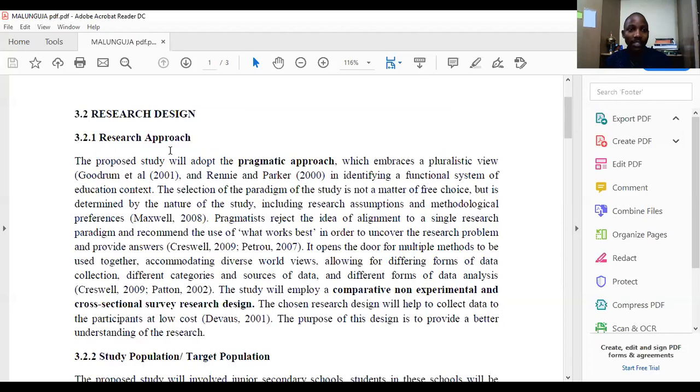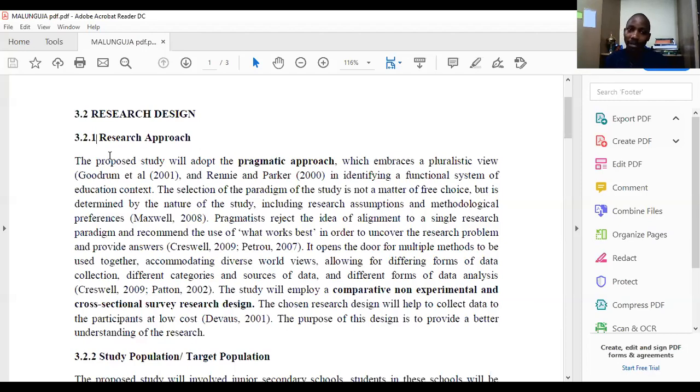On this particular area, I will have 3.2.1, the first section under the research design, though the numbering and the sequence may vary from one format to another. So today I'm going to see what kind of information is required and how we write it in a practical way. Suppose the first section is the research approach. How do we present this?